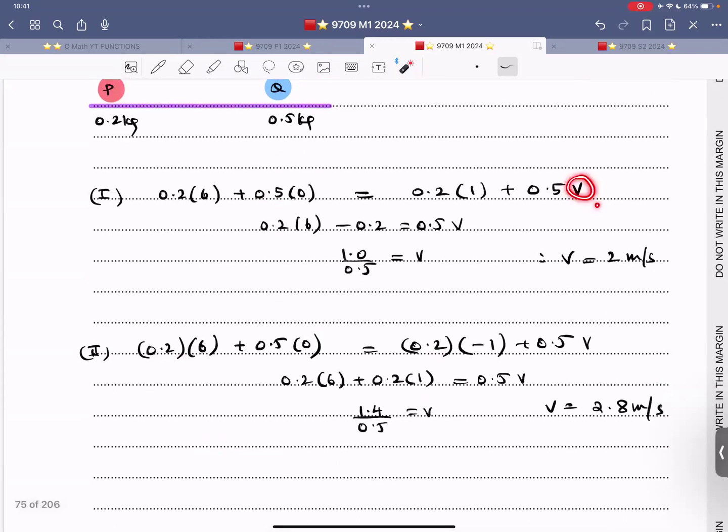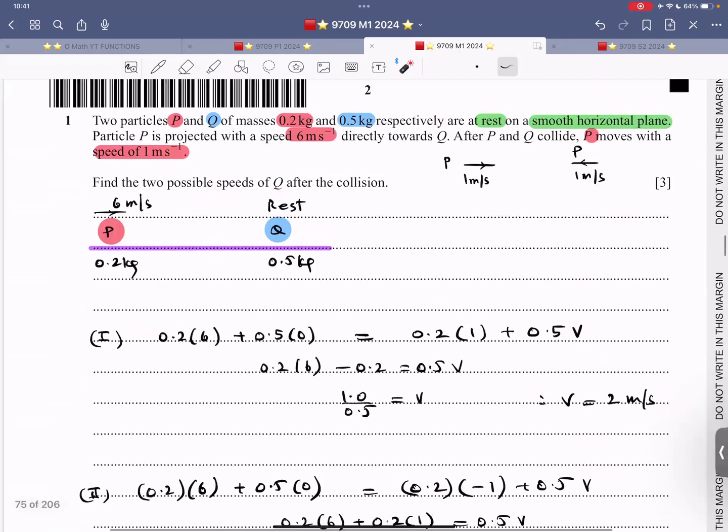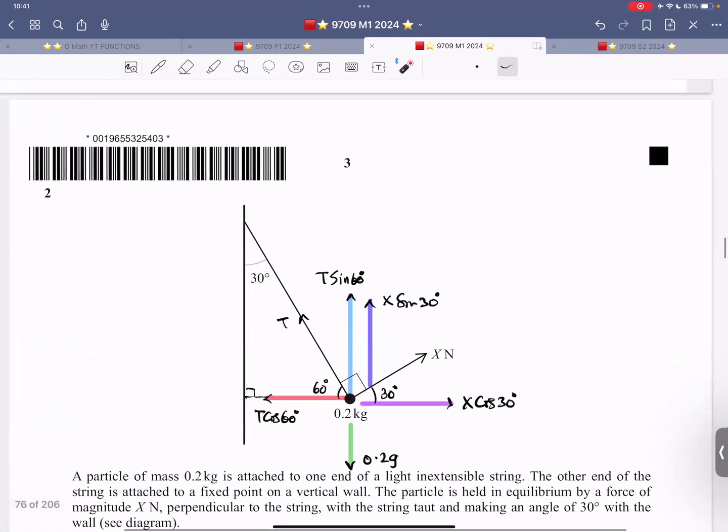And we don't know the value of V. That is what we are looking for. So over here, V comes out to be 2. Over here, V comes out to be 2.8. These are the two possible speeds of Q after collision. A simple basic question. Question number 2.